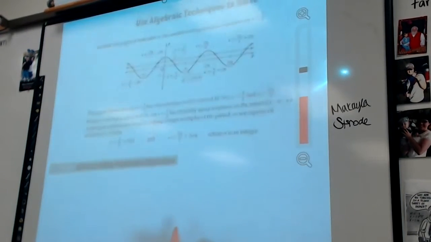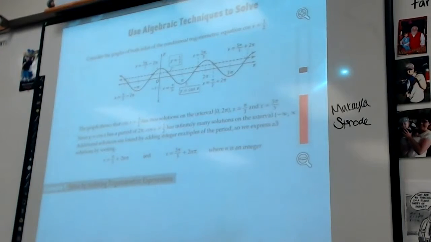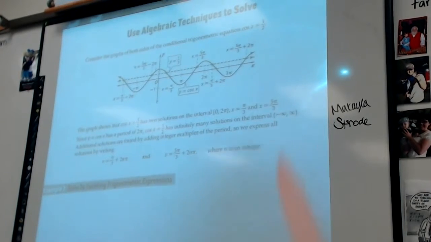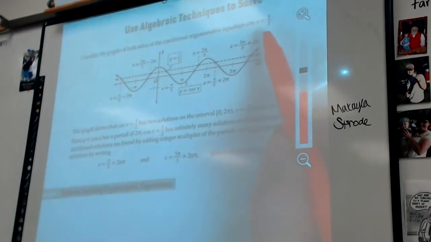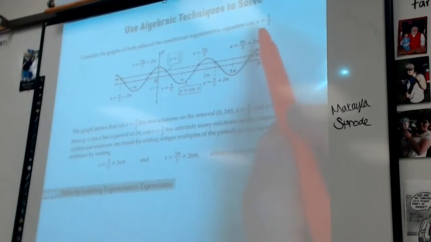Okay. Here's a graph of the cosine function. And we have this equation, cosine of x equals 1/2. So this x represents an angle, and we're going to be using radian measures. So we want to find this angle measure. Okay. What angle does cosine equal 1/2?